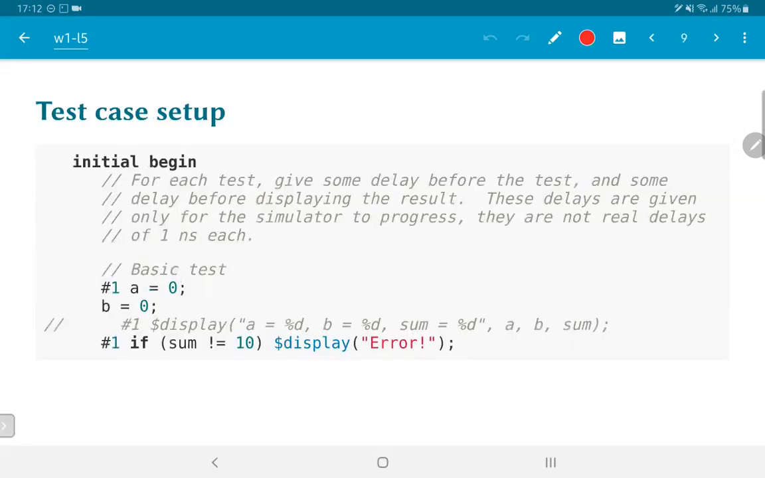A typical test case setup would look like this, and you'll notice that we are using the initial block over here, unlike the always block. The initial block is essentially something that is used in Verilog code in order to do something which happens once, essentially, at the beginning of the simulation. As you might imagine, this does not have any corresponding equivalent in hardware.